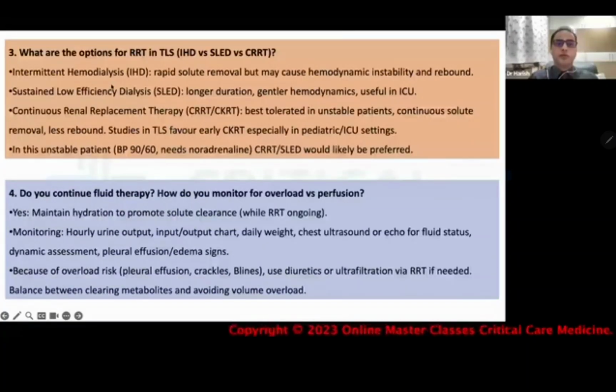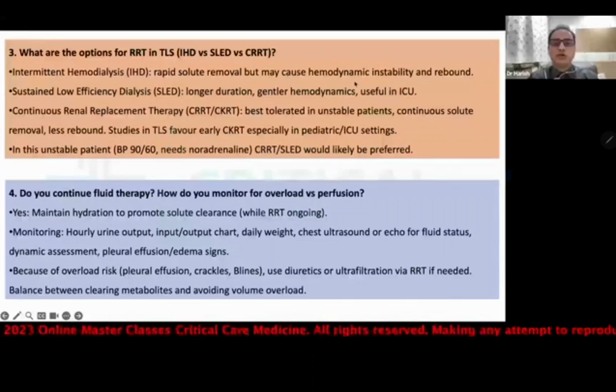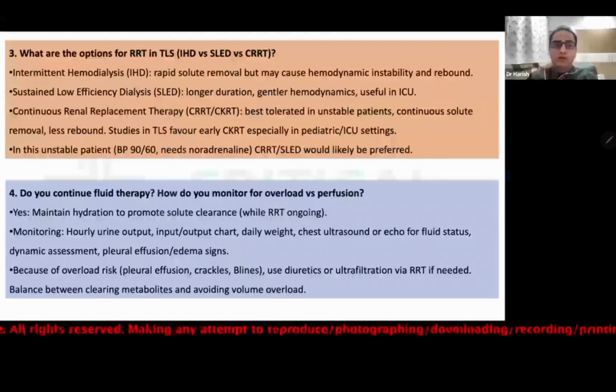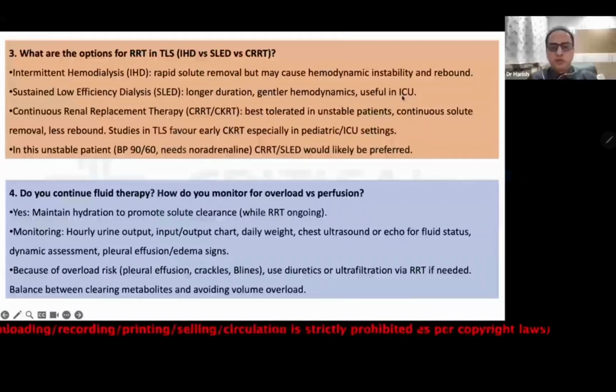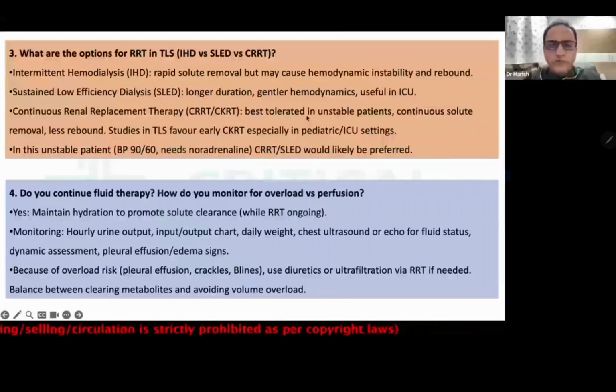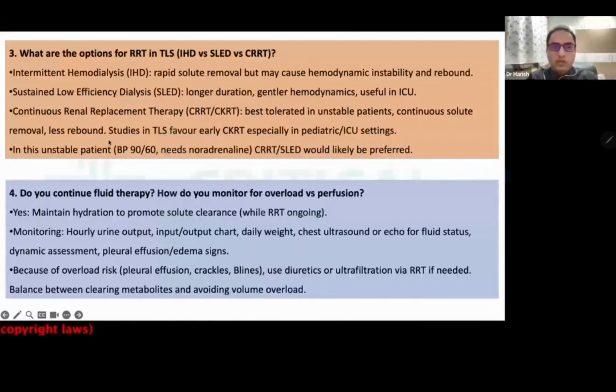Okay. So what are the options we have? We have intermittent hemodialysis, which rapidly removes the solute but may cause hemodynamic instability, and there is a possibility of rebound metabolic derangement. SLED, sustained low efficiency dialysis, is longer duration with gentle hemodynamics, so useful in the ICU setting. Then we have CRRT, best tolerated in unstable patients, with continuous solute removal, so less chance of rebound. Studies in TLS favor early CRRT, especially in pediatric and ICU settings. Okay. So in an unstable patient when BP is 90/60 needing noradrenaline, CRRT or SLED is a favorable option.